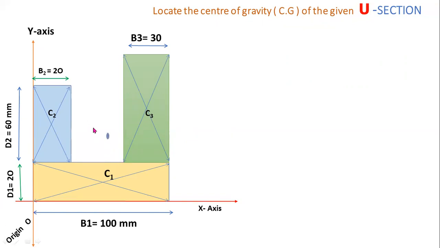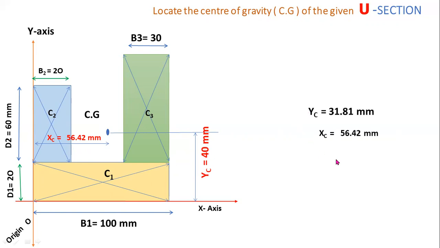Whereas CG is the centroid of an entire U section. Now XC is the distance of centroid CG from y-axis. In similar way, YC is the distance of centroid CG from x-axis. XC and YC is the coordinate of the centroid. So this is the final answer for this problem.